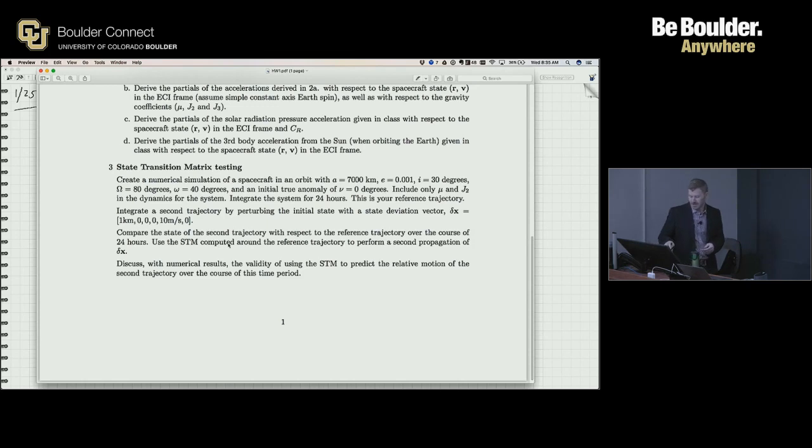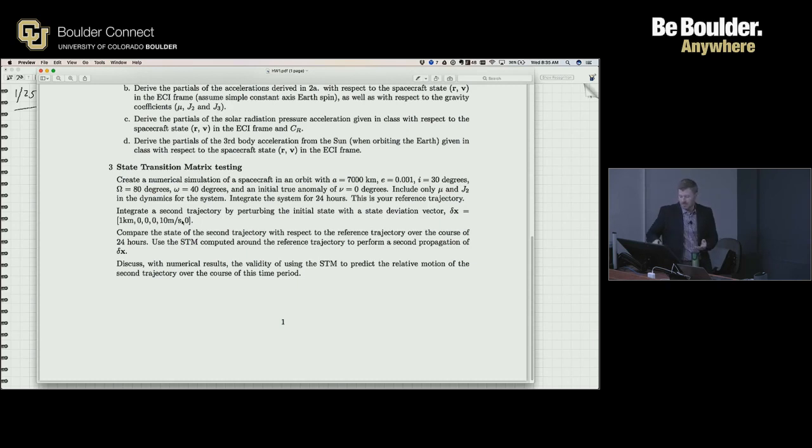So the state transition matrix, then we can use. We're going to start with a neighboring trajectory, right, with a state deviation vector of 1 kilometer and 10 meters per second off. And this is in, I didn't say this, this should be in your ECI frame. Okay.